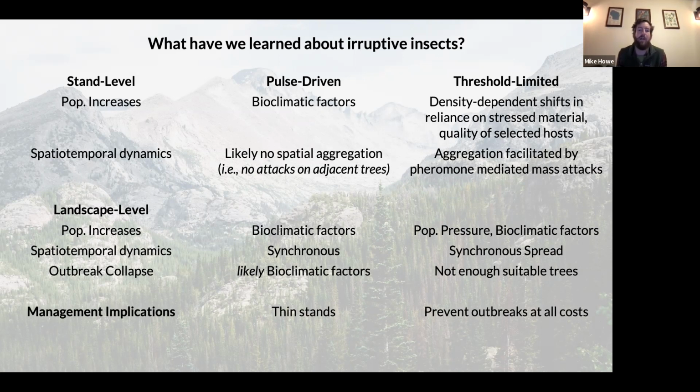And finally, some implications from these results is for pulse-driven insects, perhaps the best way to manage these systems is to use current silvicultural techniques such as thinning to remove stressed and suppressed trees that might be able to harbor these initial buildups of populations. Whereas for threshold limited insects, the outlook is a little bit more bleak. And really what we have to do is prevent outbreaks from occurring in the first place, which is slightly difficult, but which will necessitate us developing better predictions of when and where outbreaks happen.